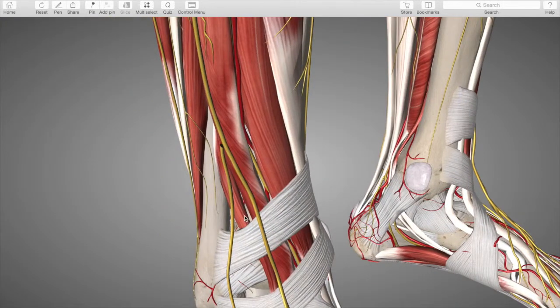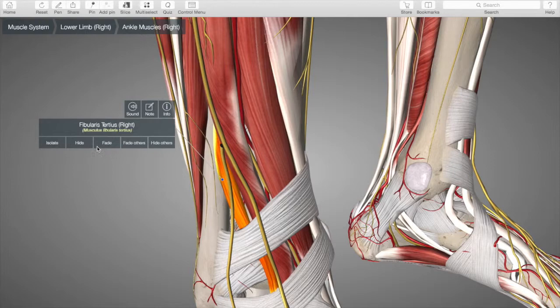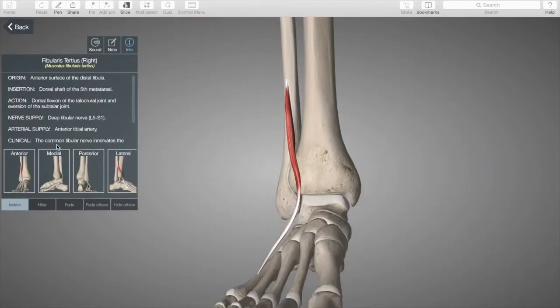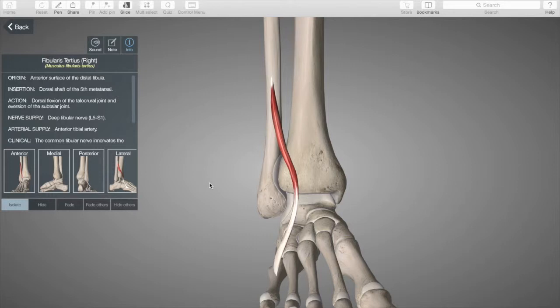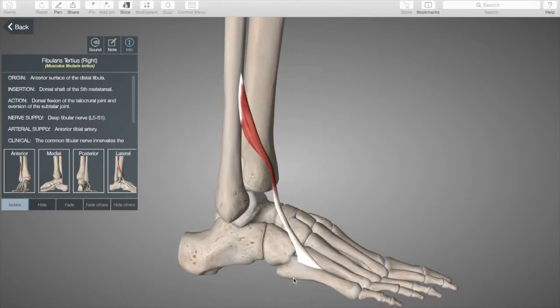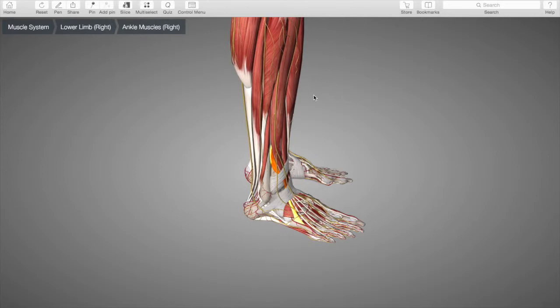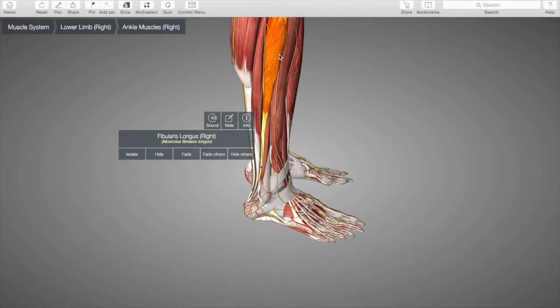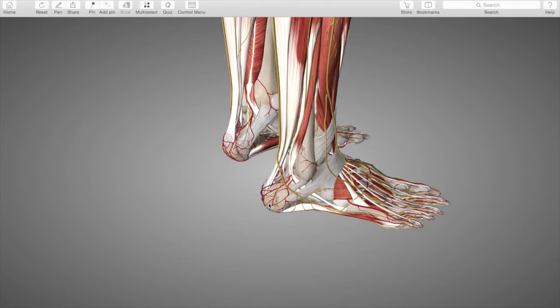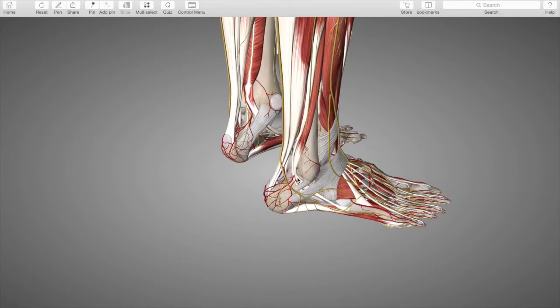The fourth muscle of the anterior compartment of the leg is the fibularis tertius. This muscle arises from the anterior surface of the distal fibula to insert on the dorsal shaft of the fifth metatarsal. The lateral compartment of the leg, we see fibularis longus here. And again, this runs posterior to the fibula.